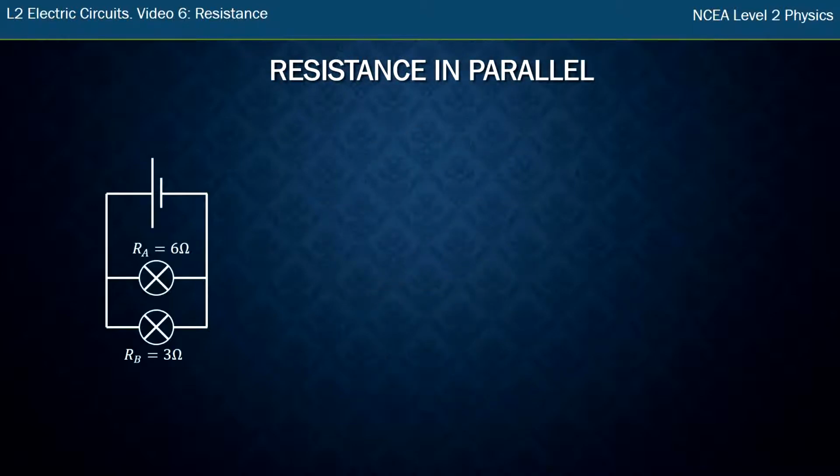So here I have a parallel circuit. In one I have 6 ohms and in the other I have 3 ohms. The formula for that is a bit more difficult. It's 1 over the total is equal to 1 over RA plus 1 over RB. So in this case, my RA, my first resistance is 6 ohms, my second is 3, so I just plug that in the formula.